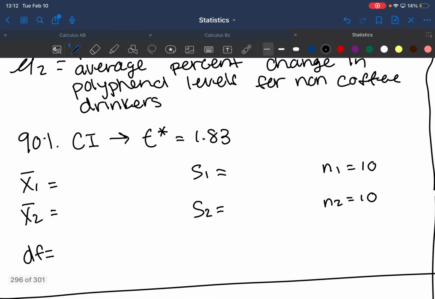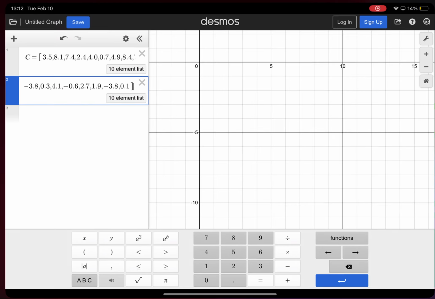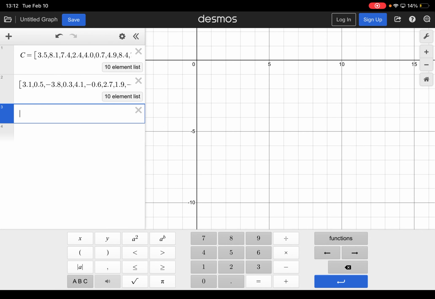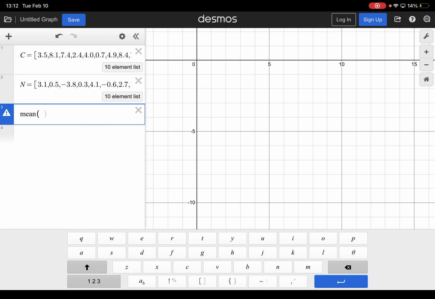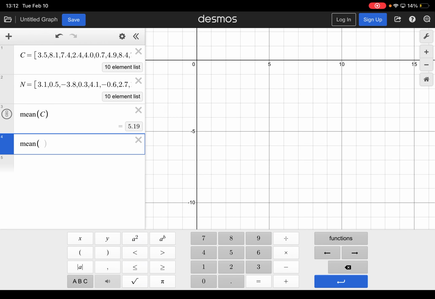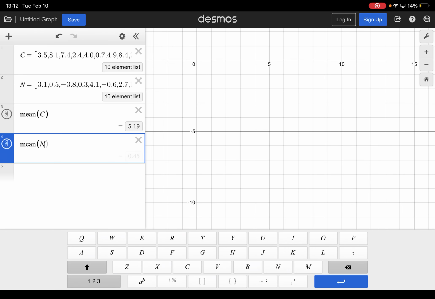So for the mean and standard deviation, remember you find those on Desmos. So I'm going to go to Desmos. I have my 2 lists already in here, and for my X bar, I'm going to go to functions. I'm going to click on mean, and I'm going to do mean for coffee drinkers, which I labeled C, and I got 5.19. And then go to functions again and do mean of N, which is my non-coffee drinkers, and I got 0.45. So we're writing that all in on our communicate part.